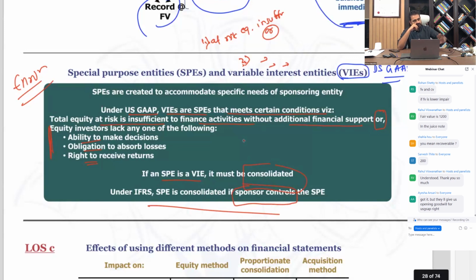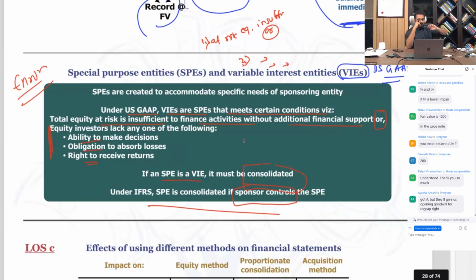US GAAP says no. I will tell you the rules. Insufficient equity, at-risk equity, or ability to make decisions. I knew that was going to come. You watched the main video. It is in that. But someone asked me what is the meaning of insufficient at-risk equity. So it's actually coming from those popular structures Enron built. So I'll give you a simplified quick example.